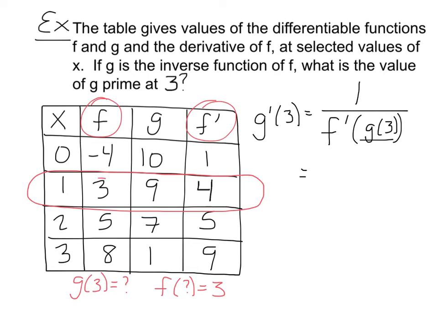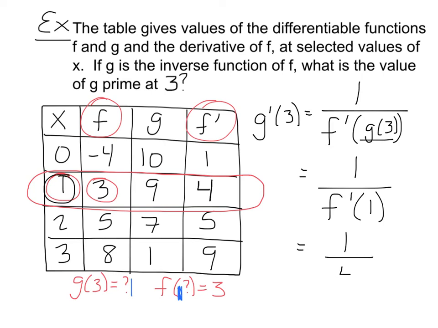We can see that f has a value of 3 when x is 1. So g of 3 equals 1. And so let's go ahead and write that down, 1 over f prime, and I want to evaluate it at 1. And then from our table, what's f prime of 1? Well, when x is 1, it has a slope of 4. So my final answer will be 1/4.